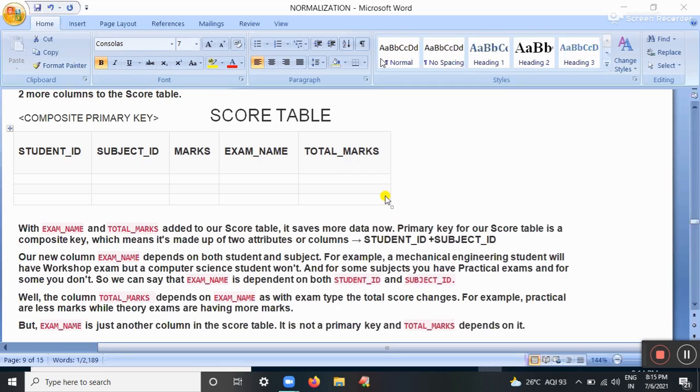So what happened is, based on type, your total marks will be changing.